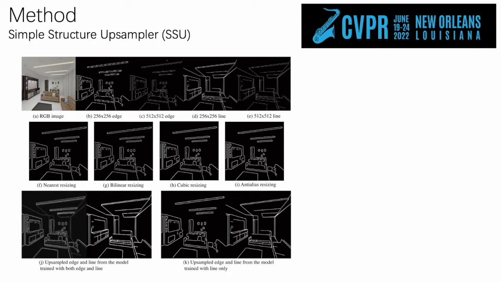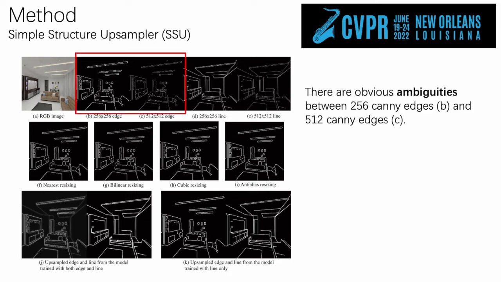To capture holistic structures for high-resolution images, we should upsample the generated edges and lines to target resolution. However, resizing causes zigzag as shown in figure F2I. Because there are ambiguities in the canny edge from different image sizes as shown in figure B and C, we can't use edge to supervise our upsample network.